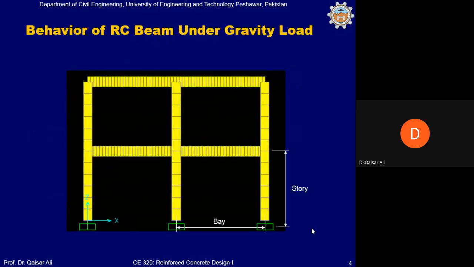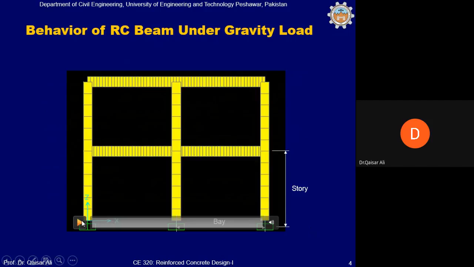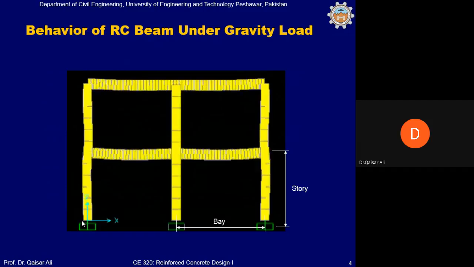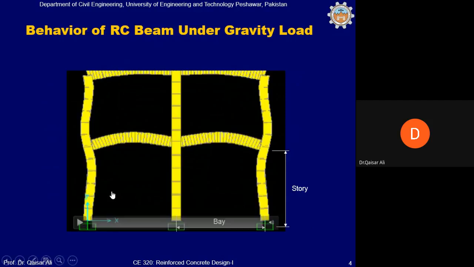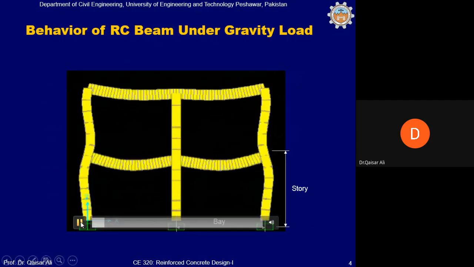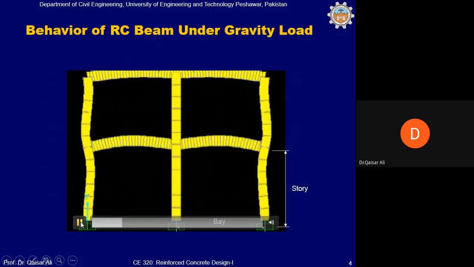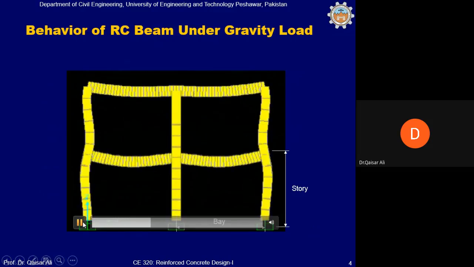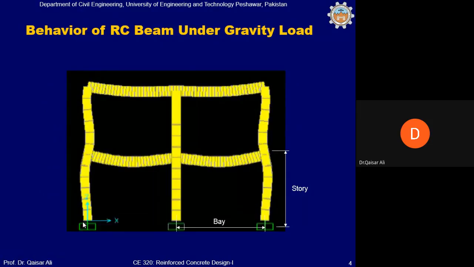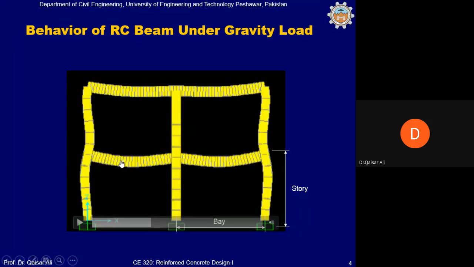First of all, this is an animation, and in this animation you will see how the beam undergoes deformation when it is subjected to gravity load. Pay attention to this when the beam goes down. If you look at this picture, the beam undergoes flexure stresses, and there is elongation or tensile stresses at the midspan of the beam.